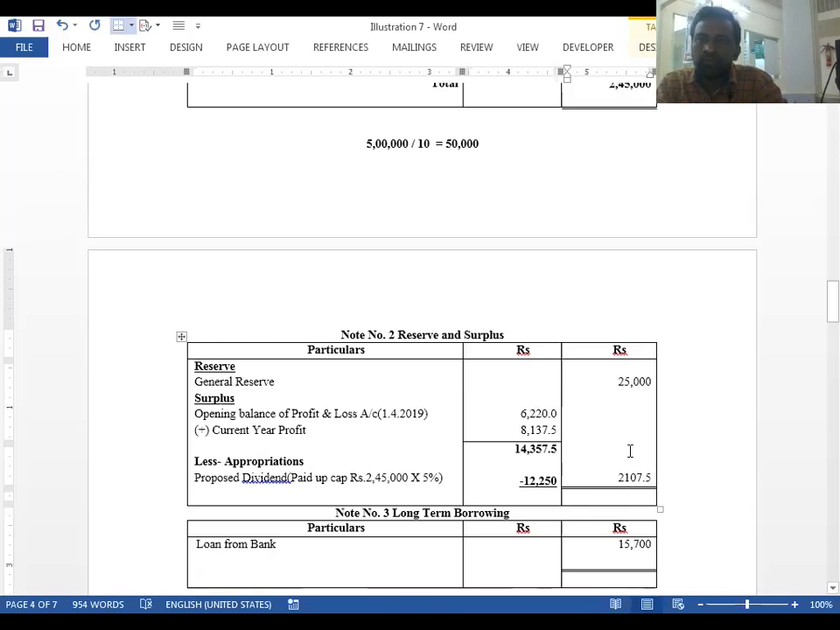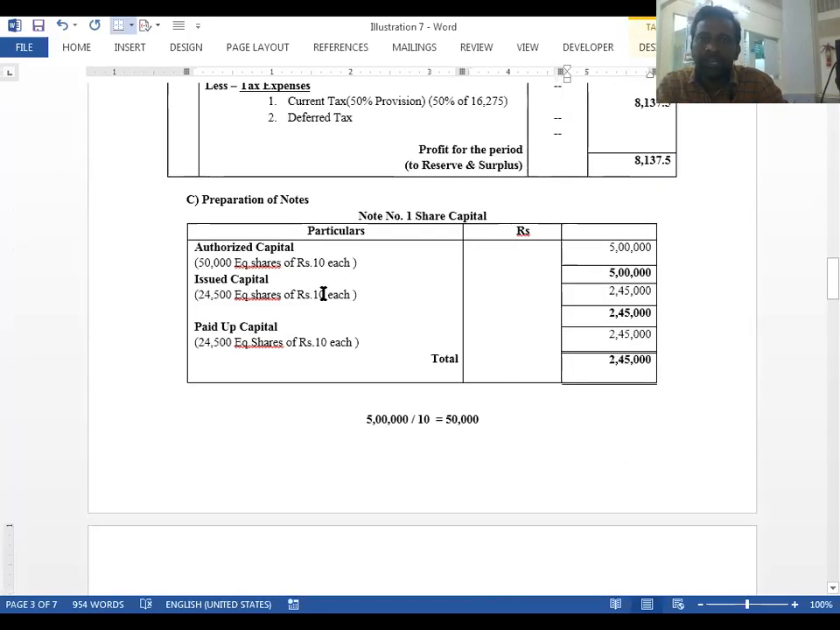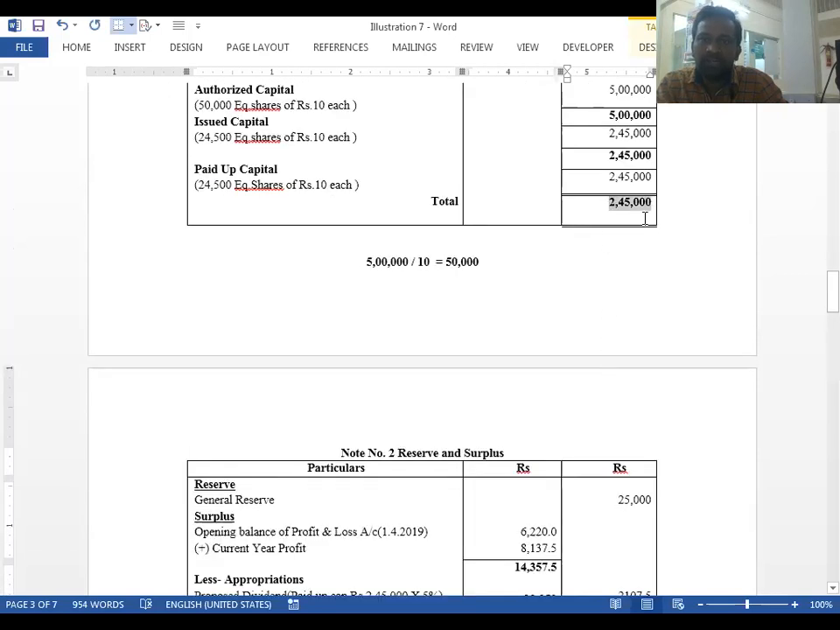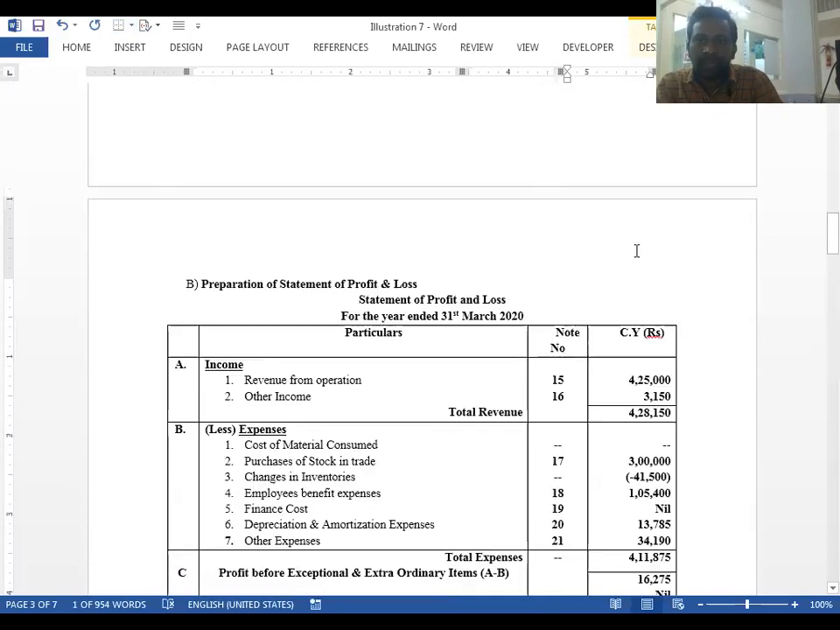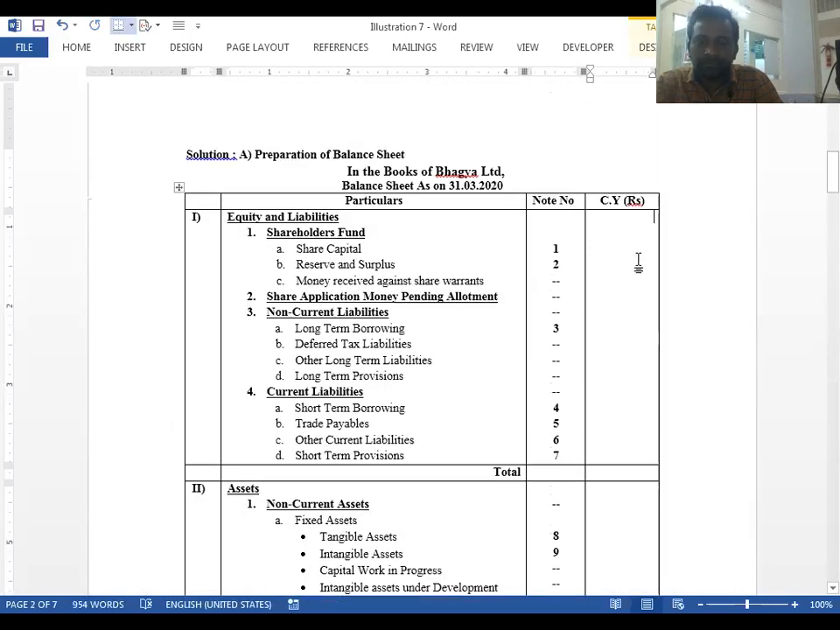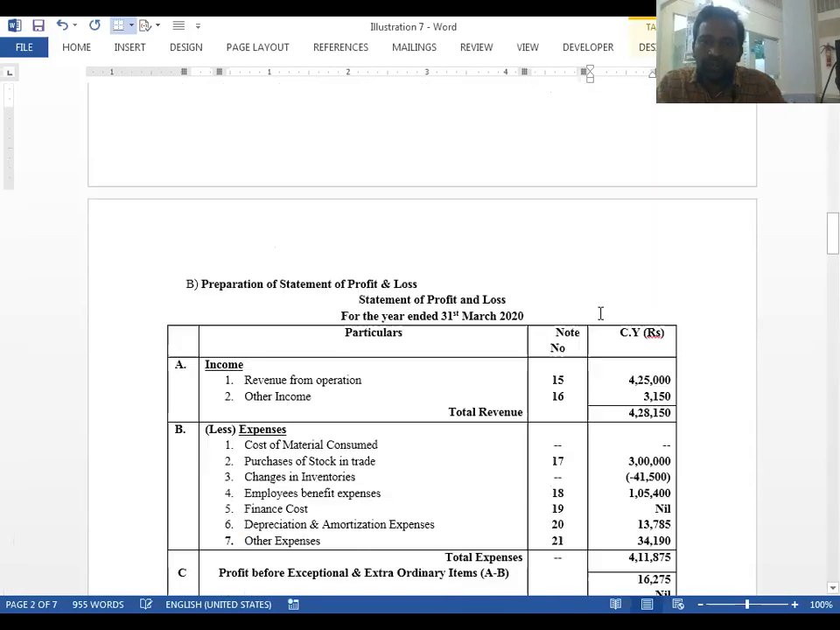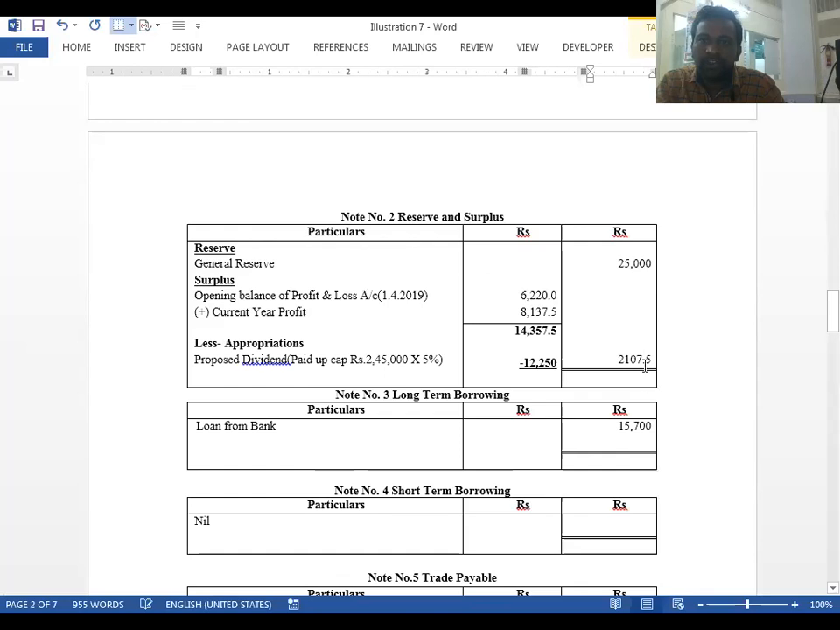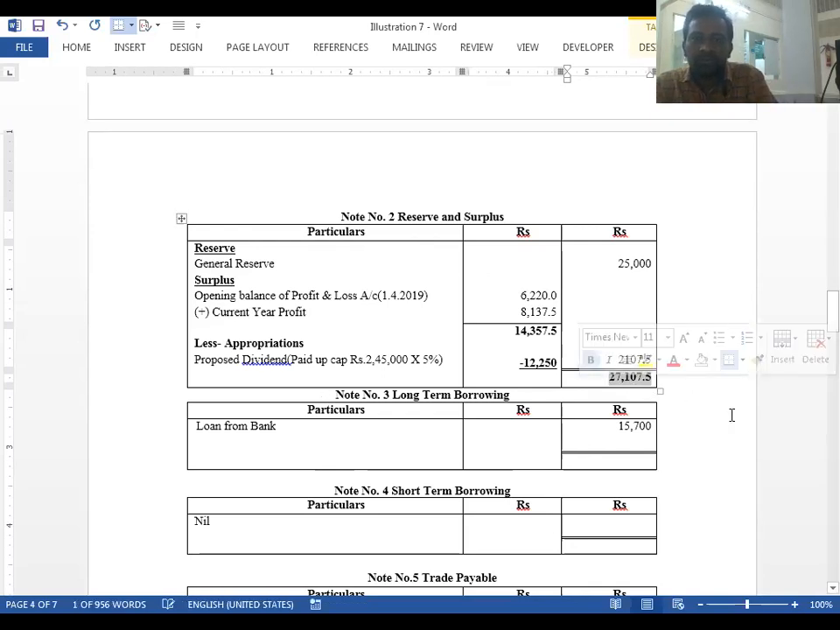Now it's time to close all notes related to the balance sheet. So notes number one total is 2,45,000. It's transferred to the balance sheet. Then notes number two, reserve and surplus, 25,000 plus. What is the total? 27,107.5. This is the total of notes number two.